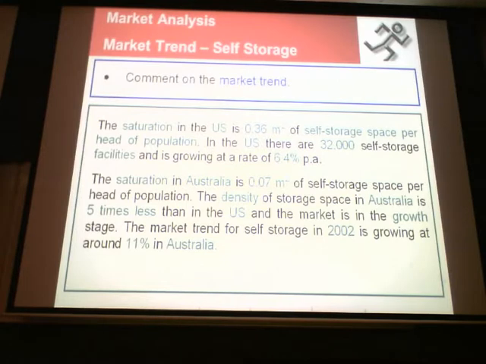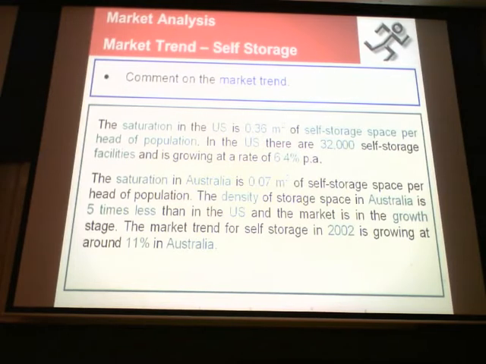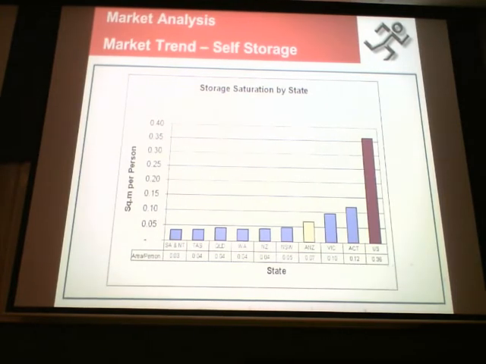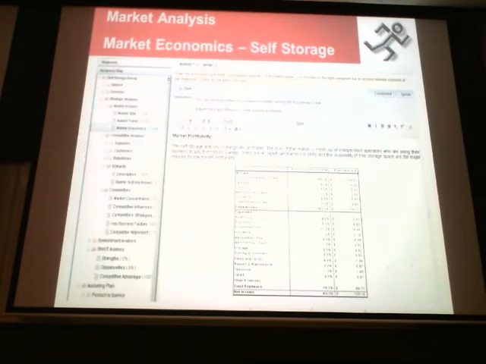Also, our saturation is about 0.07 metres squared versus 0.36 metres squared in the US. So we could grow about 5 times more to just get to the US saturation, and they're still growing. So I estimated the growth's about 11% in the growth phase. Here's the US saturation. They've got about 0.36 metres squared of storage space per head, and we've got about 0.07 or something. So we can grow about 5 times more in Australia for self-storage. So we're definitely still in the growth curve.